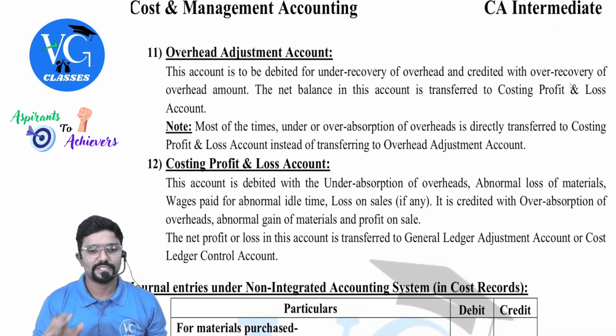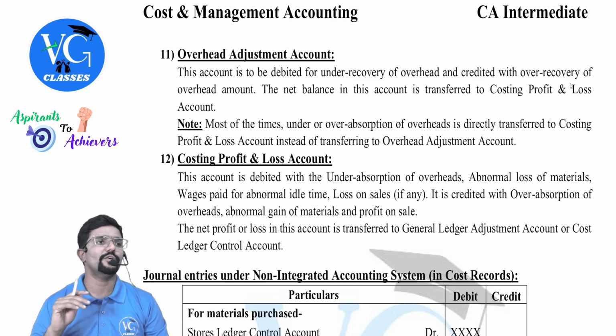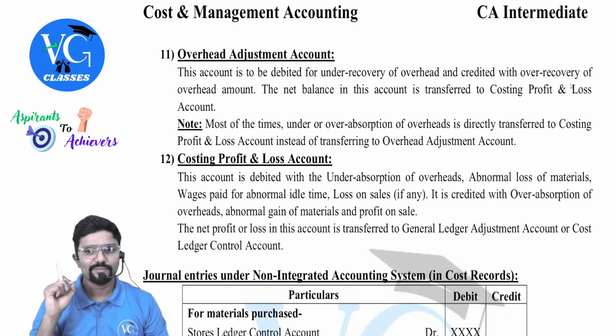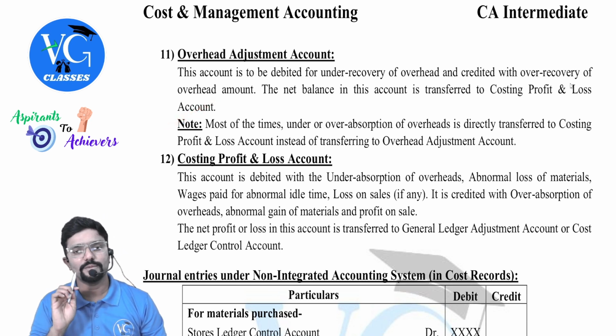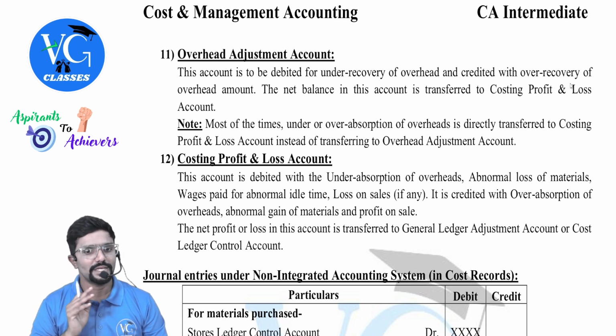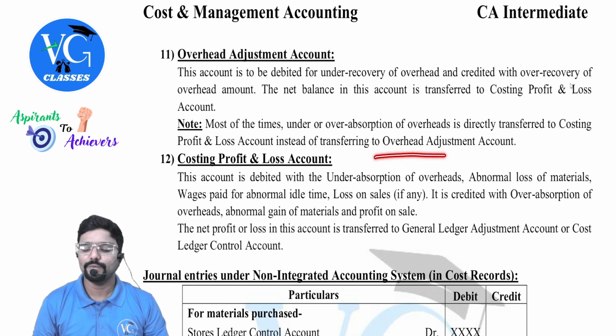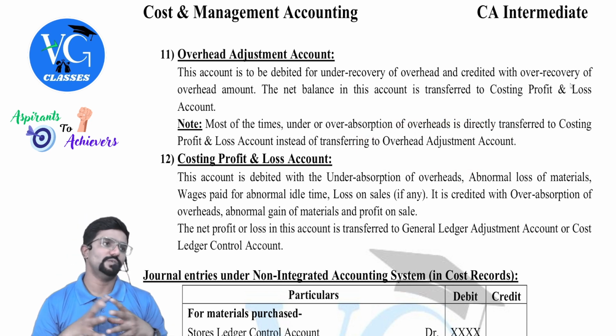Okay, let me read this account first. Overhead adjustment account. This account is to be debited for under recovery of overheads, that is under absorption, and credited with over recovery of overhead, that is over absorption. The net balance in this account is transferred to costing profit and loss account. Note, most of the time, under absorption or over absorption of overheads is directly transferred to costing profit and loss account instead of transferring it to overhead adjustment account. Is that clear? Yes.